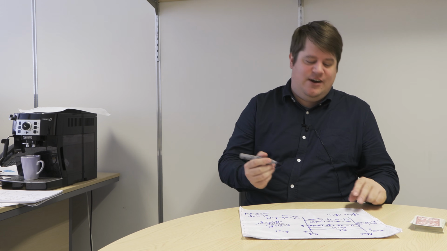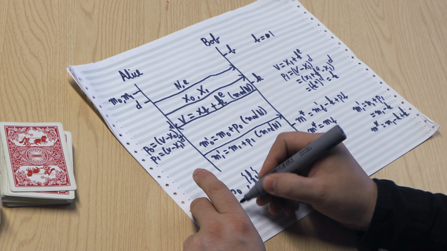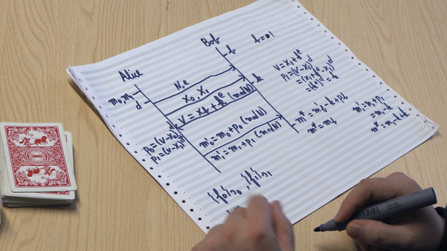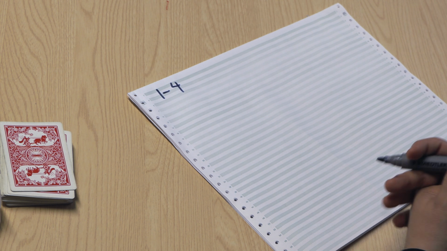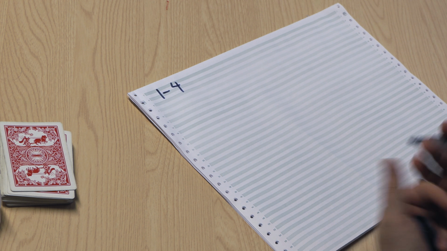And now the final step, which is 1 out of n Oblivious Transfer. So what is the trick here? We'll do 1 out of 4 Oblivious Transfer as an example, and after that it will be, I think, quite clear how we can generalize this to n.